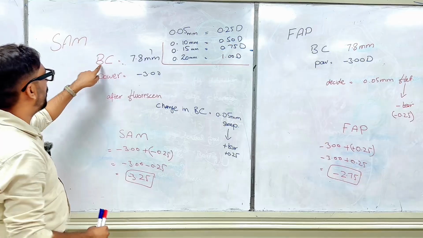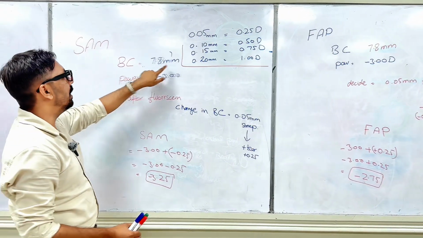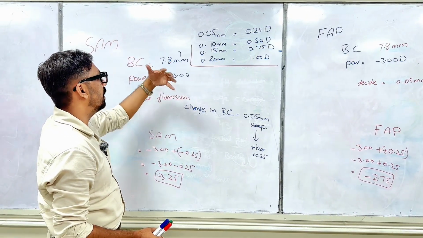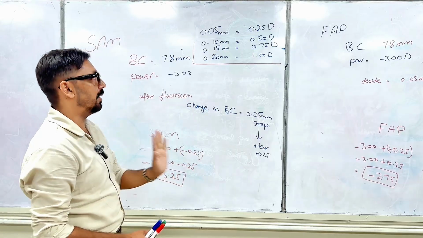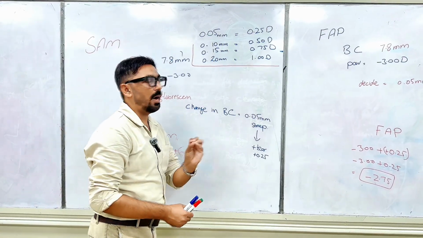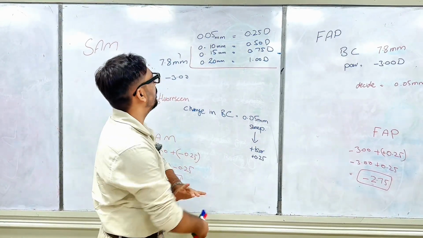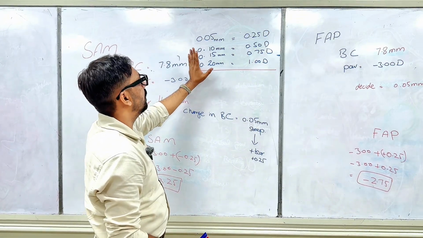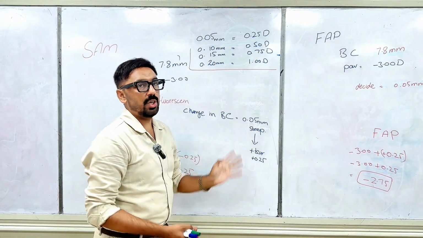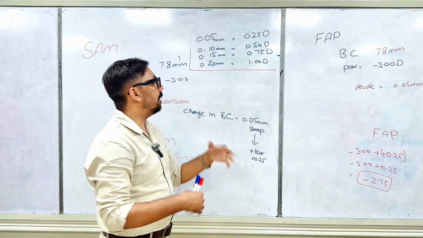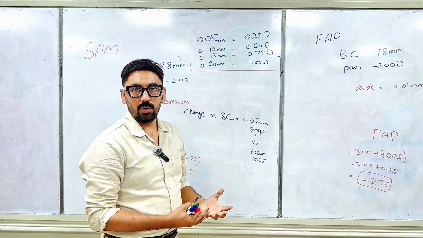For example, if we have the base curve not in diopters but in millimeters, like 7.8 millimeters, then we will solve the same examples. But before that, you have to learn a simple concept. If your base curve is in millimeters and you want to change the base curve of the lens, then it will affect the dioptric power of the lens as well.